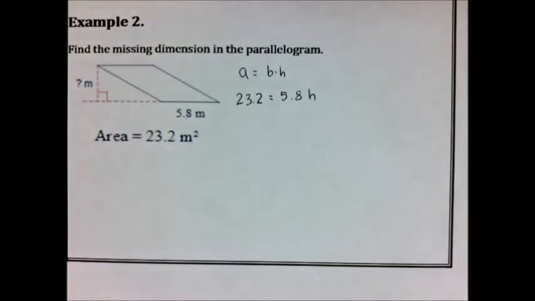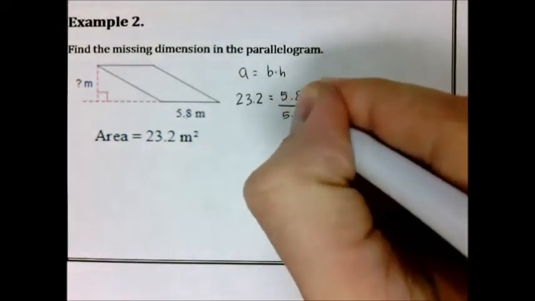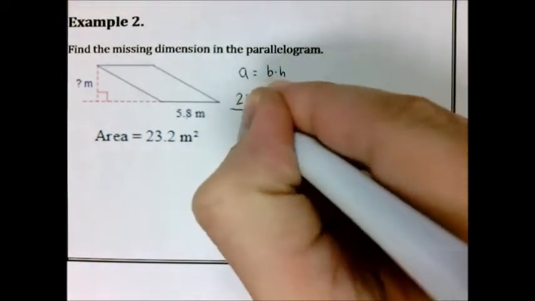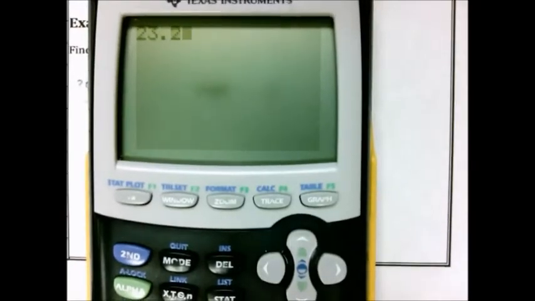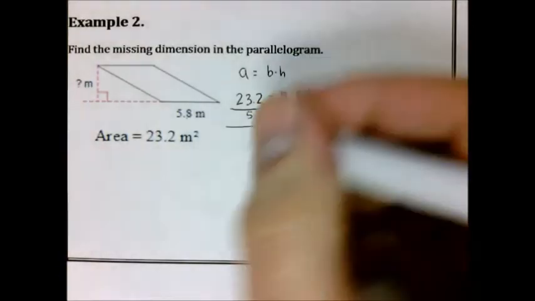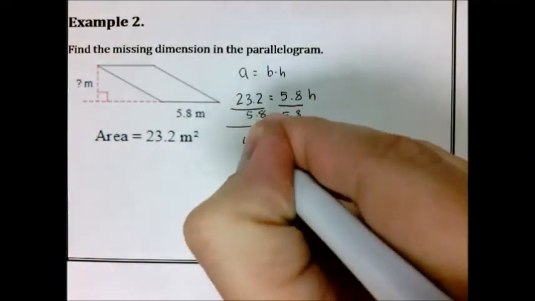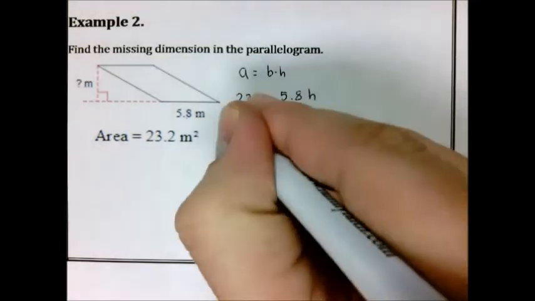Okay, so this is just algebra now. We have to divide by 5.8 on both sides. And when we divide by 5.8 on both sides, get our friend out again: 23.2 divided by 5.8, we get 4. Okay, so 4 meters, don't forget your dimensions there. 4 meters is equal to the height.